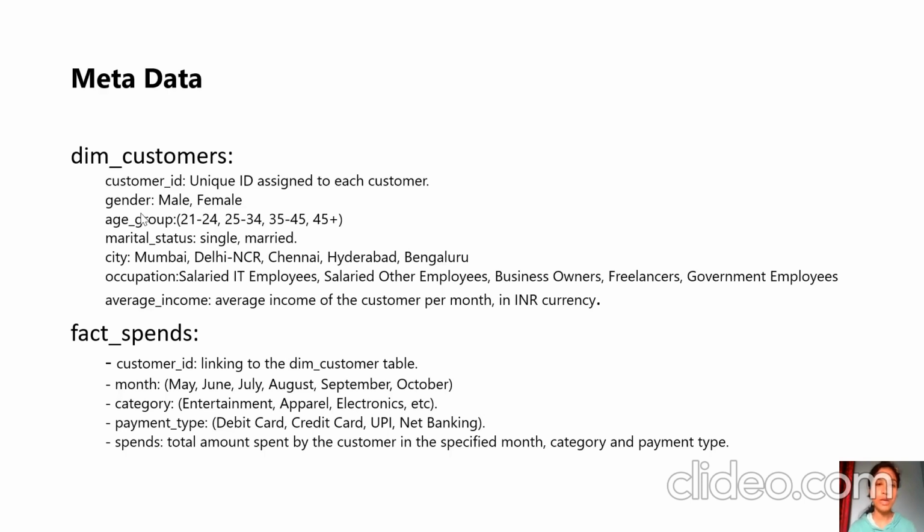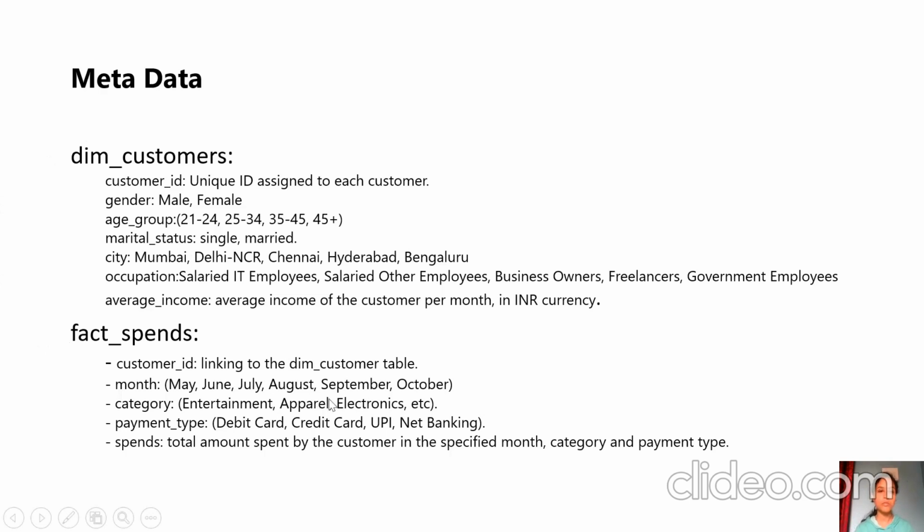Age group, they have taken 4 age groups: 21 to 24, 25 to 34, 35 to 45, and 45 plus. Then marital status, whether they are single or married, and 5 cities: Mumbai, Delhi, Chennai, Hyderabad, and Bangalore. Occupation, 5 different occupations: salaried IT, salaried other employees, business owners, freelancers, and government employees. They also gave the information about the average income per month of a customer in the dim customer table.